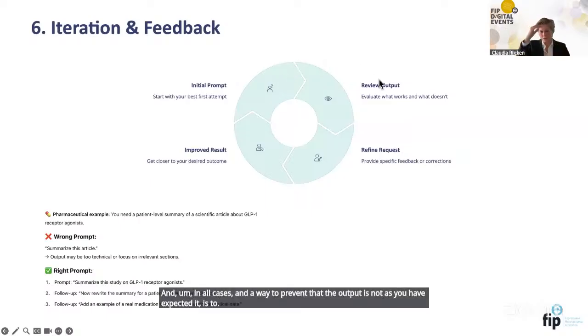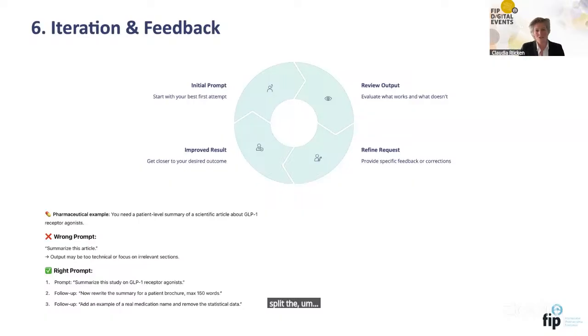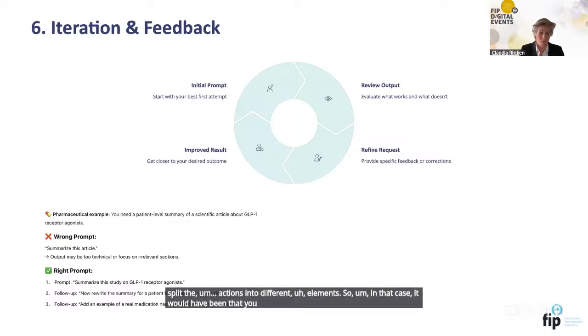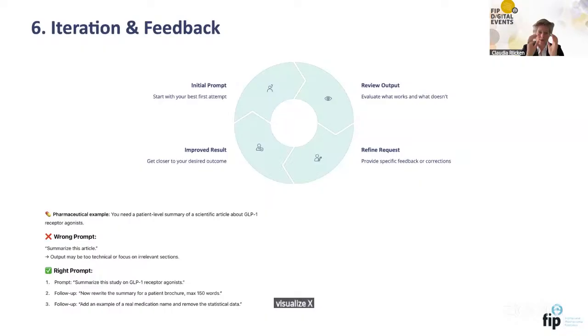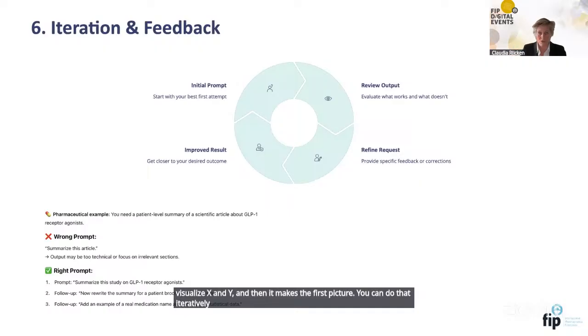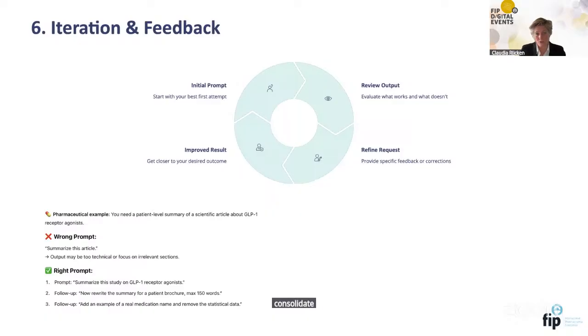to split the actions into different elements. So in that case, you would start with, I want to make a comic. Let's start with the first picture. It needs to visualize X and Y, and then it makes the first picture. You can do that iteratively for 6 pictures, and at the end you ask, consolidate the 6 pictures into one comic, and usually that goes quite well.